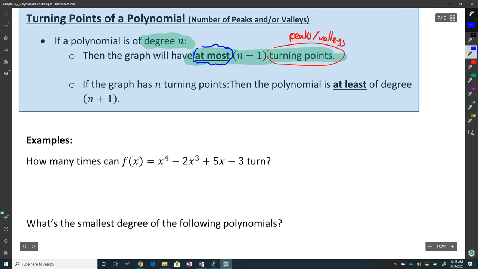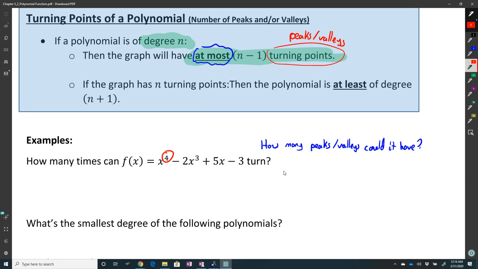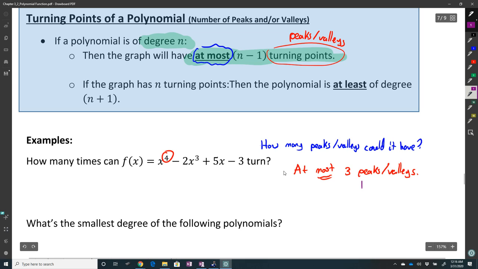So for example, how many times can this equation turn? Or how many peaks and valleys does it have? Okay, well, you look at it, that's degree 4. And so you can have at most one less. Or again, rather than say peaks, valleys, they say at most 3 turning points.